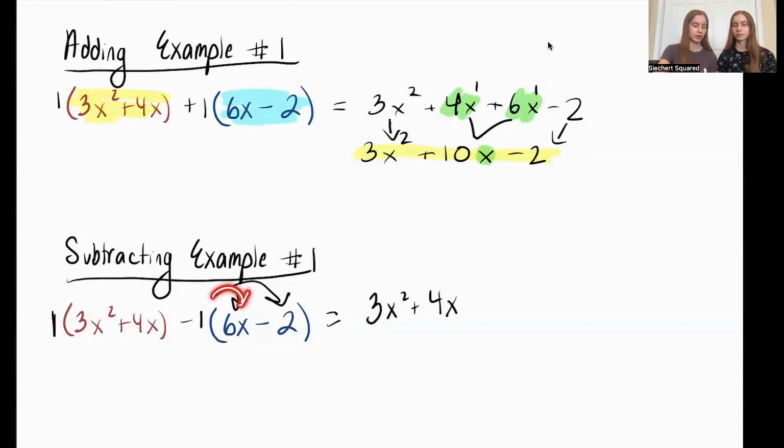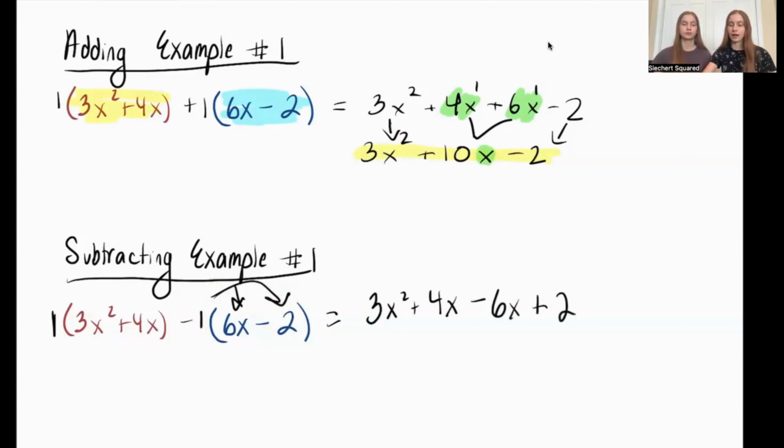So once we distribute it, like Megan was saying, that -1 times 6x, when you're multiplying here, that -1 is just going to get multiplied by the number in front. So -1 times 6 is -6. The x stays the same. In future videos, we're going to talk about what to do if you're multiplying two things that both have variables. And the last one, -1 times -2, will get you +2.